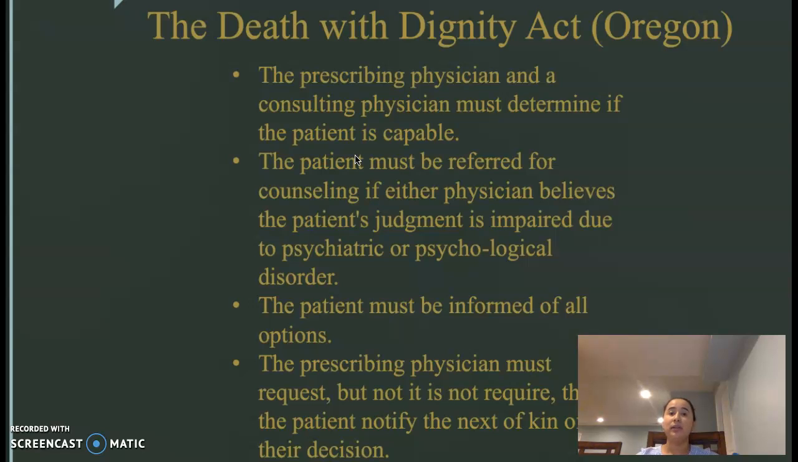If either physician believes the patient's judgment is impaired by a psychiatric or psychological disorder, the patient must be referred for a psychological examination. The prescribing physician must inform the patient of feasible alternatives to the Death with Dignity Act, including comfort care, hospice care, and pain management. The prescribing physician must request but may not require the patient to notify his or her next of kin of the prescription request.